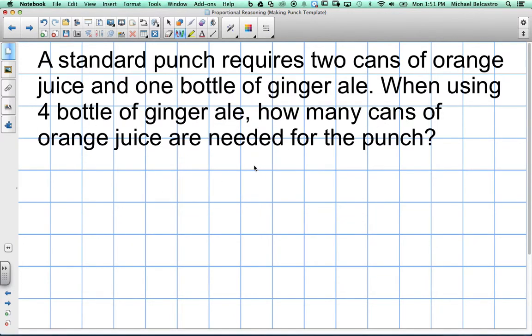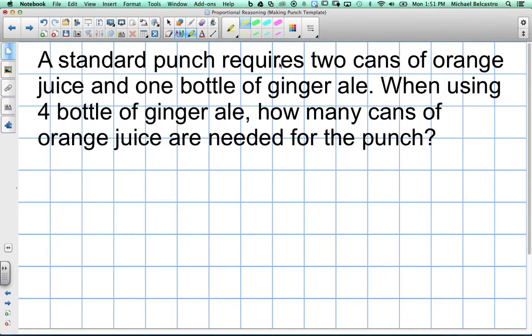So we have our inquiry type question, and we're going to read through it once. And then the second time through, we'll highlight what's important. It says, a standard punch requires 2 cans of orange juice and 1 bottle of ginger ale. When using 4 bottles of ginger ale, how many cans of orange juice are needed for the punch? This one's a little more straightforward than other questions we've been doing.